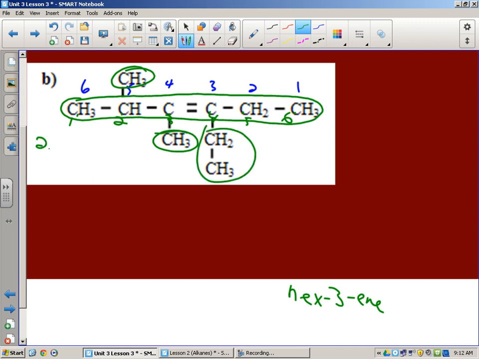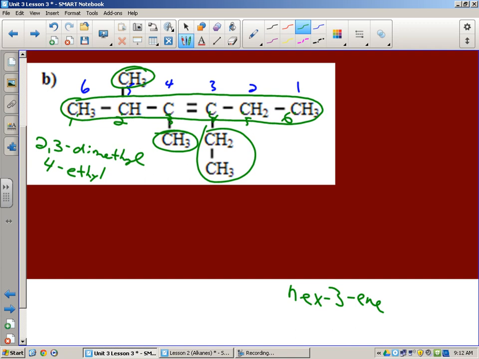So I got 2 and 3 have methyls, right? So I would not say 2 methyl, 3 methyl. I'm going to say 2,3 dimethyl. 2 methyls, they're on 2 and 3. And the 4th one would have an ethyl. Okay? And the 4th one has an ethyl group, 2 carbons.